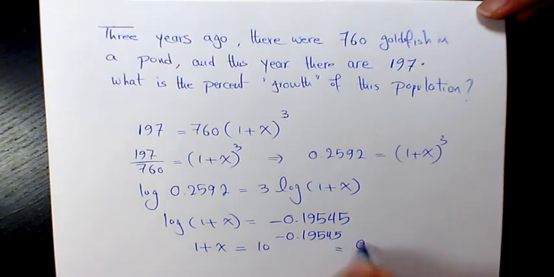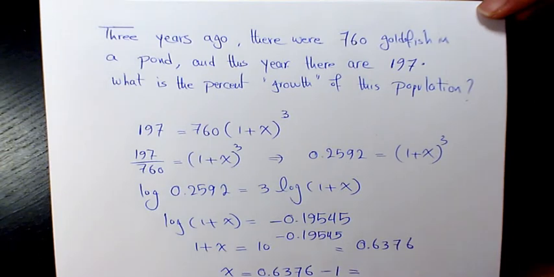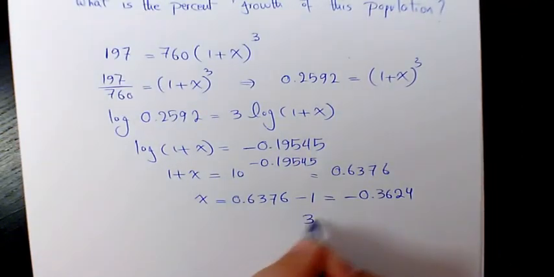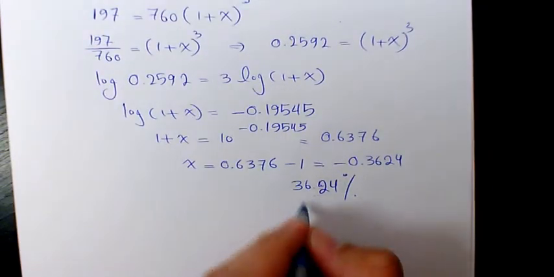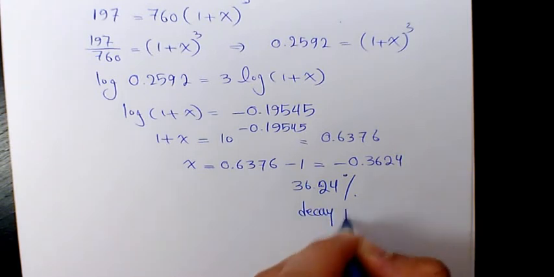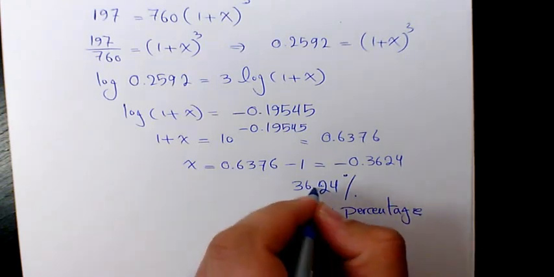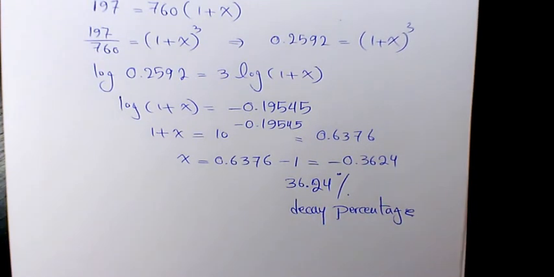It's going to be 0.6376. So x will be 0.6376 subtract 1. It's going to be negative 0.3624 or 36.24%. And since it's negative, we are dealing with decay. That's decay percentage. That's the decay percentage for the population of goldfish in this pond.